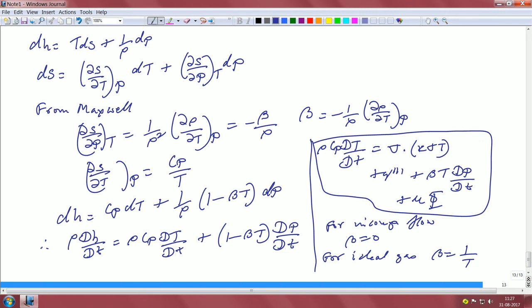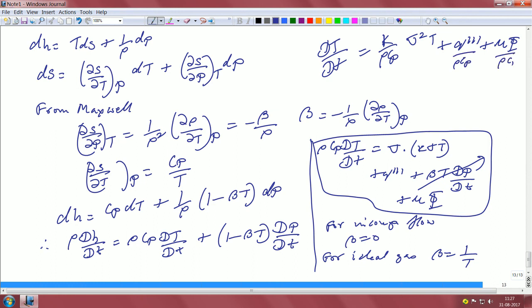If beta is equal to 0, this term will drop out, and you will get the very familiar expression dT/dt equal to 1 over rho Cp. If k is constant, you can take k out, so this is given in terms of the Laplacian of temperature, plus the heat generation term, which can be 0 or can stay, plus mu phi, both divided by rho Cp. Now, k by rho Cp is alpha, the thermal diffusivity of the system. So, dT/dt is equal to alpha into del square T.